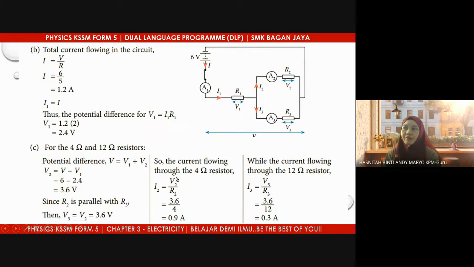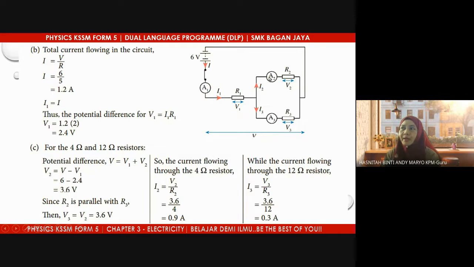Okay, so how to find the current flow in R2? Again, Ohm's law formula, so 0.9 ampere. And for R3, 0.3 ampere. So when you total back, 0.9 plus 0.3, it will give you 1.2, the current flow in the main. So here 1.2 flows, and then 1.2 will be divided into these two branches.